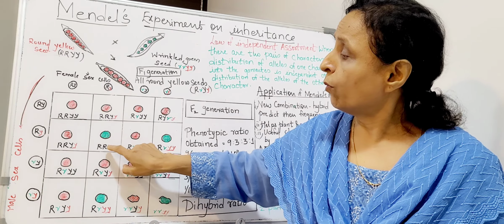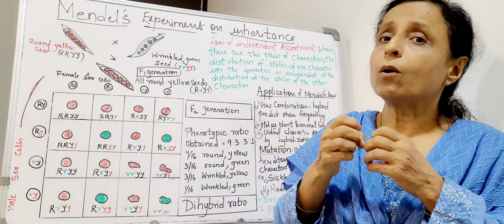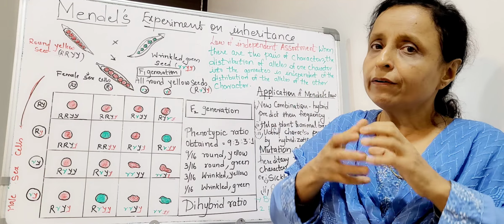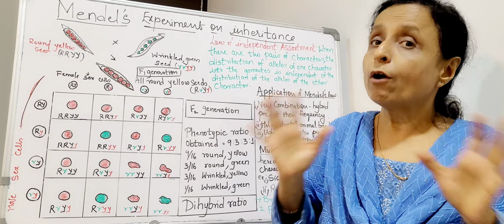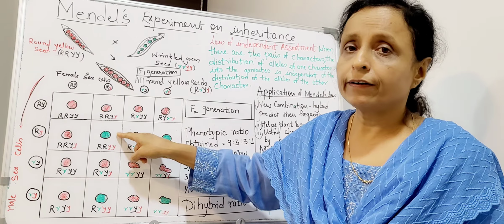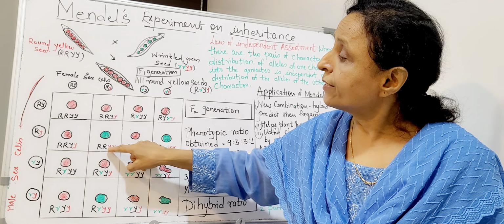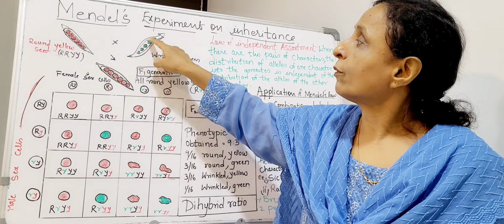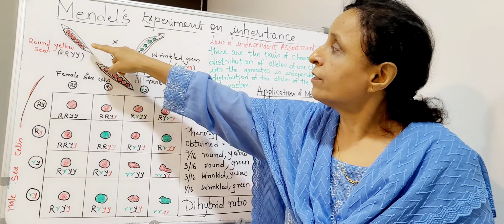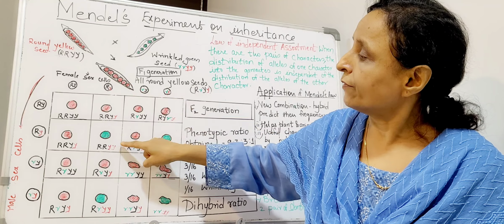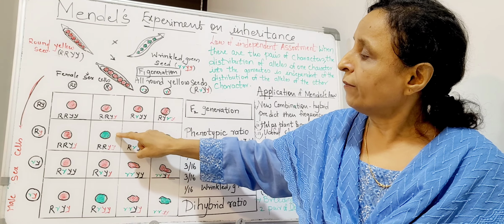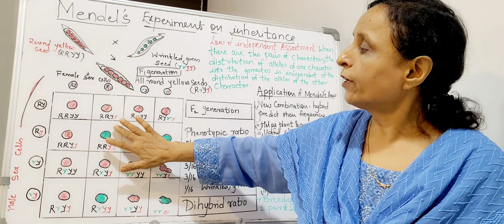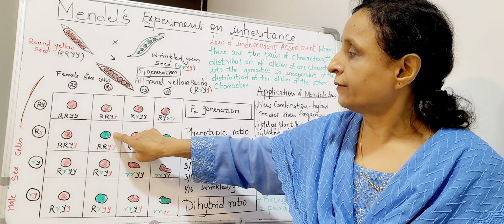Small y, both the alleles are small y, that means they are green in color. So they will be round, smooth, but not yellow, green in color, because here recessive is present. Recessive is present for color, so green is recessive. This is dominant, this is recessive. Recessive will come here when both are small y. So now here you have round and green.